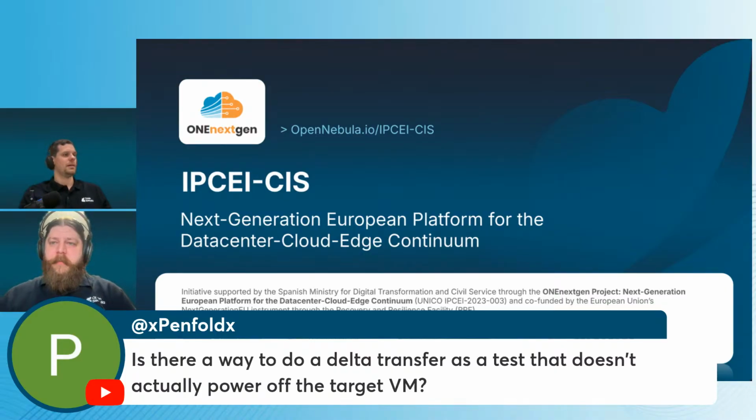Is there a way to do a delta transfer as a test that doesn't actually power off the target VM? We've actually had a couple of requests for this recently, so we're looking into the feasibility of that. The problem with the dry run is that we would need to simulate the actual conversion as well to know how long it would take and know if it would be possible. Unfortunately, the possible way of doing that might be just to run that first part of the conversion and then quit. But we'll see. We're working on a solution to that because we have had some requests for dry runs.